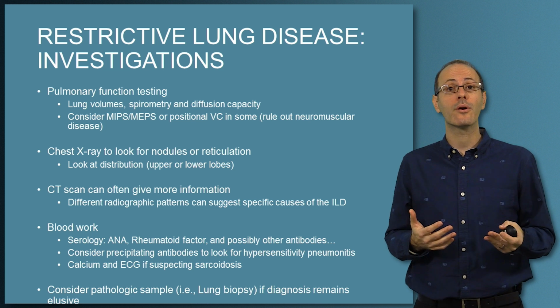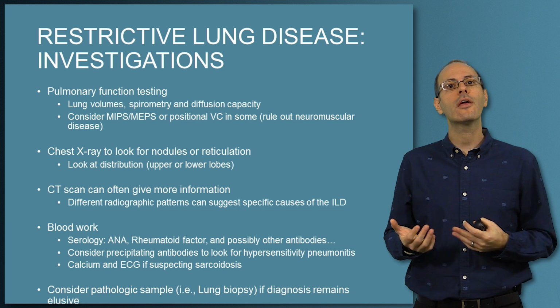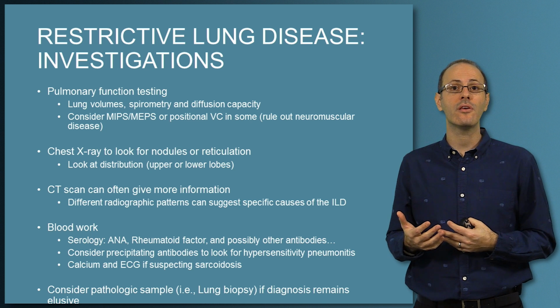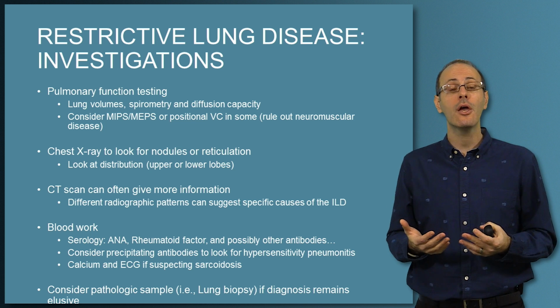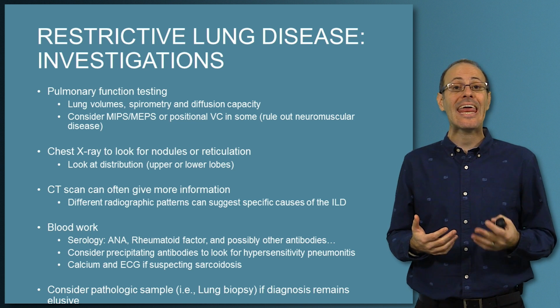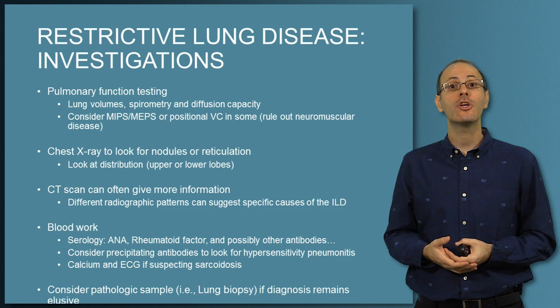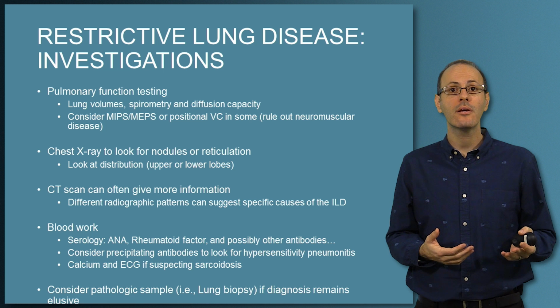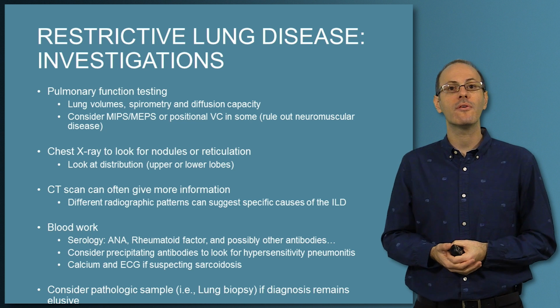Next, we go on to do blood work. All patients should have their blood checked for antibodies that are seen in some connective tissue diseases or rheumatologic diseases. Particularly, patients should have a test called an ANA, or an anti-nuclear antibody test. They should also have a rheumatoid factor checked. And there are other antibodies that can also be checked at the discretion of the physician.